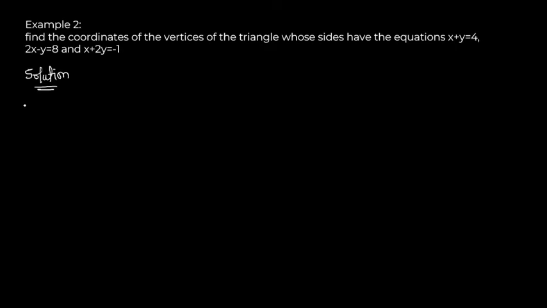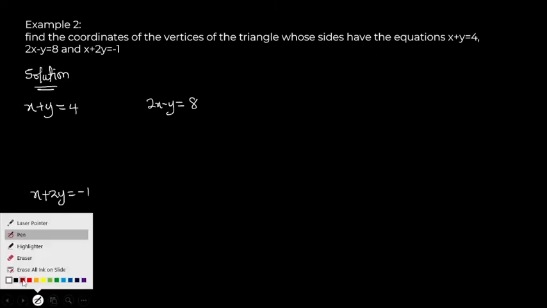Now, the first equation we have is x plus y is equal to 4. Then the next equation we have is 2x minus y is equal to 8. And then we have another equation that is x plus 2y is equal to negative 1. Now let's go ahead and try to find the coordinates so we can sketch this graph.